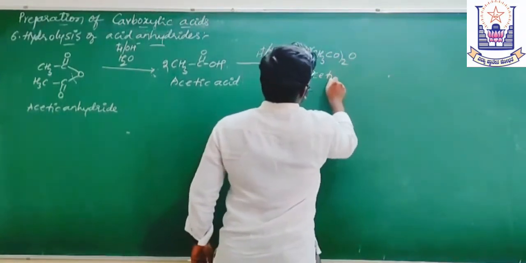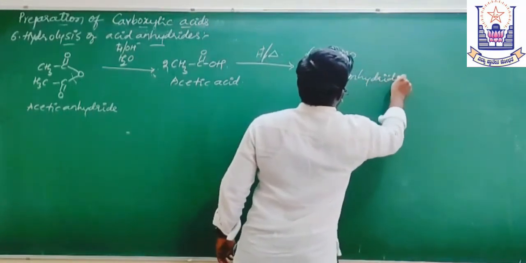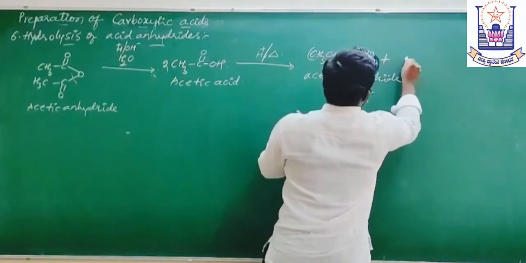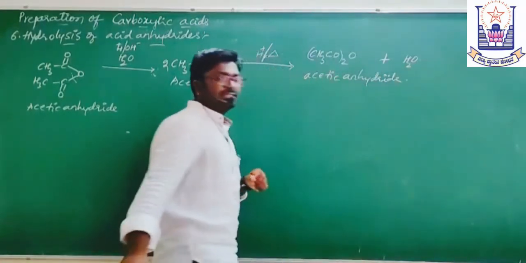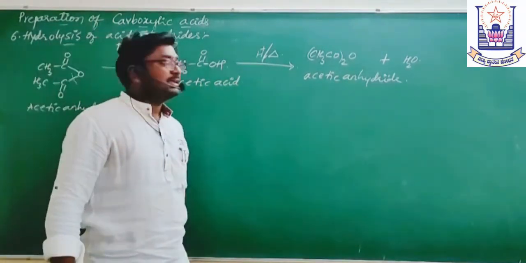Acetic anhydride as the product, with the release of a water molecule. This is called condensation, or dehydration of acetic acid, which will give the acetic anhydride.